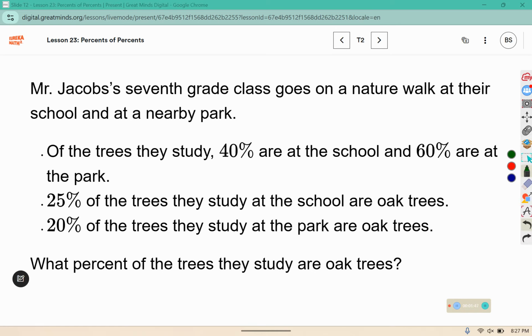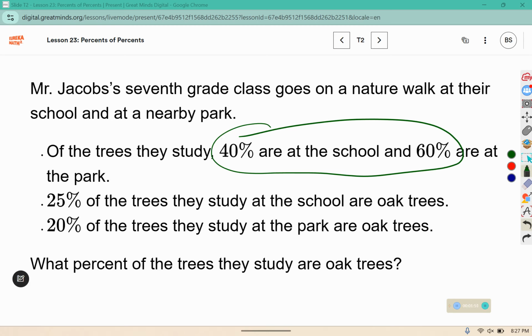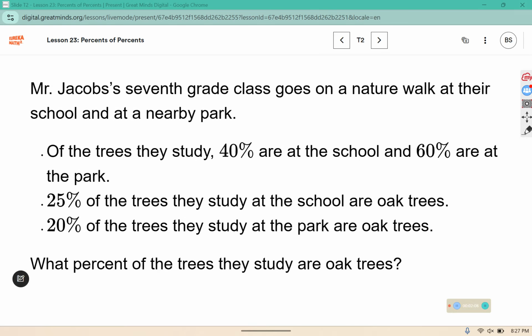So here we see 100% represented between the trees that are at the school and the trees that are at the park. But today we're going to study percents of percents. So you see 25% of the school and 20% from the park. We'll revisit this question later in the lesson.